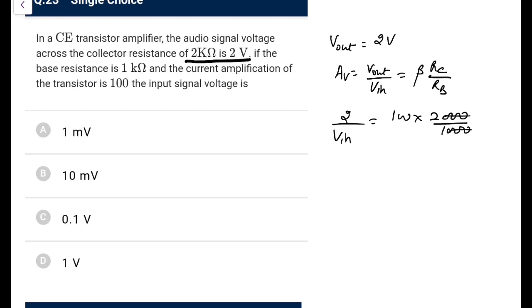So this is 200, so V in will become 2 over 200. So it is 1 over 100 volts. So you can write it as 10 millivolt, I think. So that would be the answer. So the answer would be option B in this case.